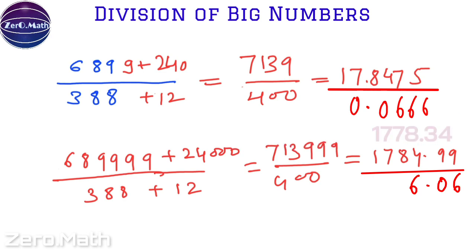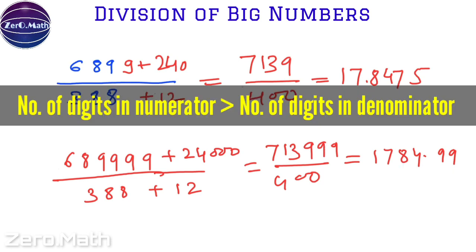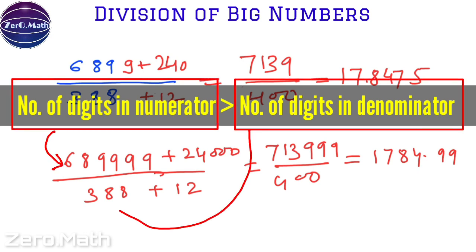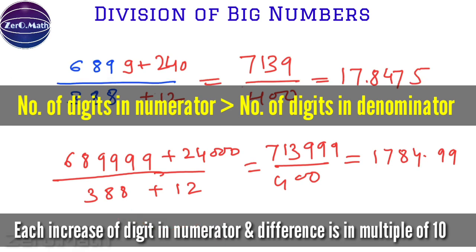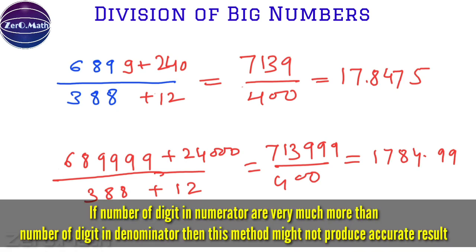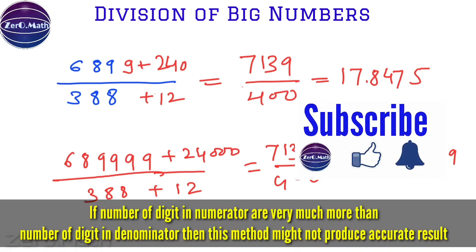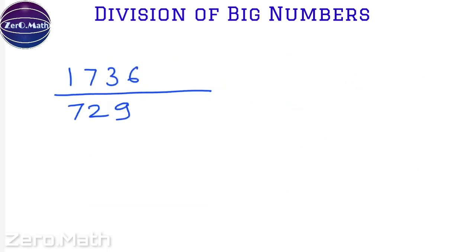What we understand from this is, if the number of digits in the numerator is more than the number of digits in the denominator, then you have to be very careful, because each increase in the number of digits in the numerator is causing your answer or your approximation to increase 10 times. Which means if the number of digits in the numerator is very high as compared to the number of digits in the denominator, then this method might not give you an accurate result. So keep this thing in mind.